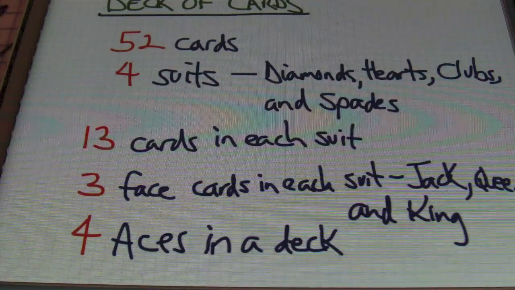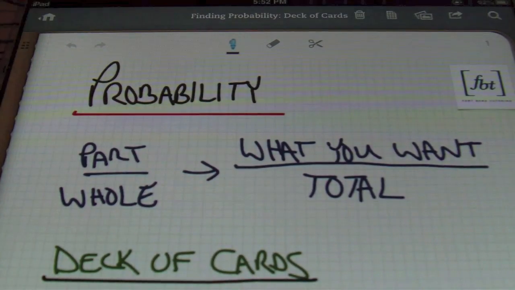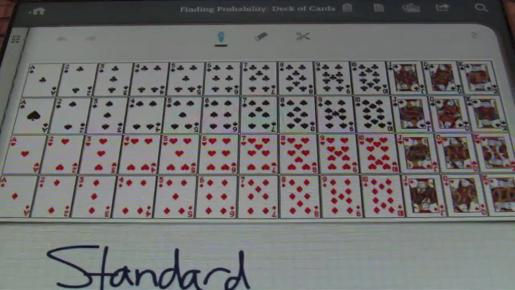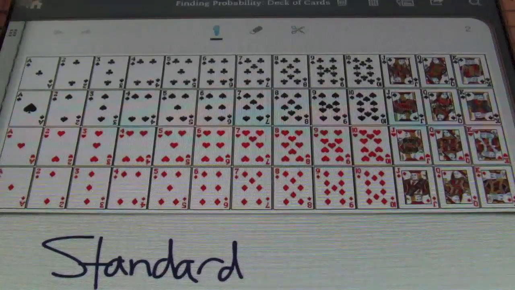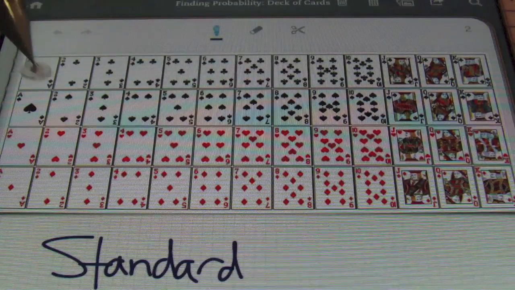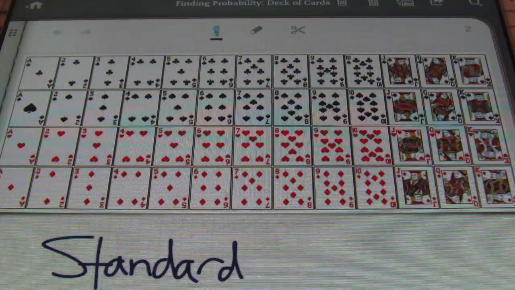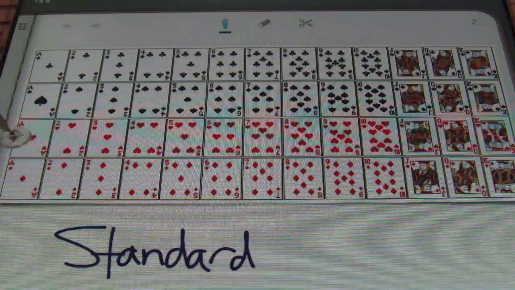Let's get our eyes on a deck of cards, all right? Let's check that out. So no, I'm not about to whip out a deck of cards from the casino, but I will show you this. So here, that first row, that's going to be your clubs. The second row is going to be your spades. Third row is your hearts. And the fourth row are the diamonds, all right?